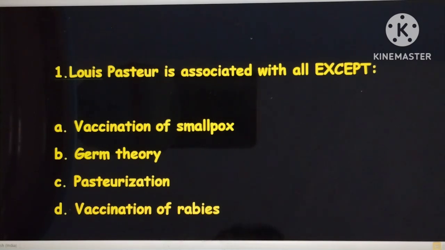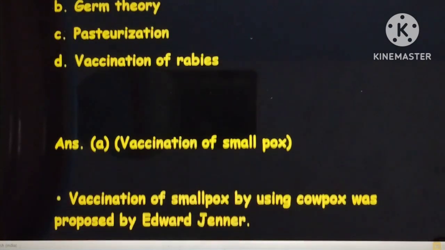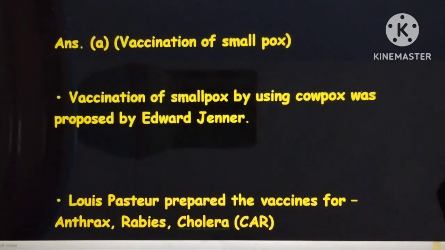Good morning friends. Today we will discuss previous year questions, and the first question here is: Louis Pasteur is associated with all of the following except: vaccination of smallpox, germ theory and pasteurization, and the vaccination of rabies. So here the answer is the vaccination of smallpox. The smallpox vaccine was discovered by Edward Jenner.